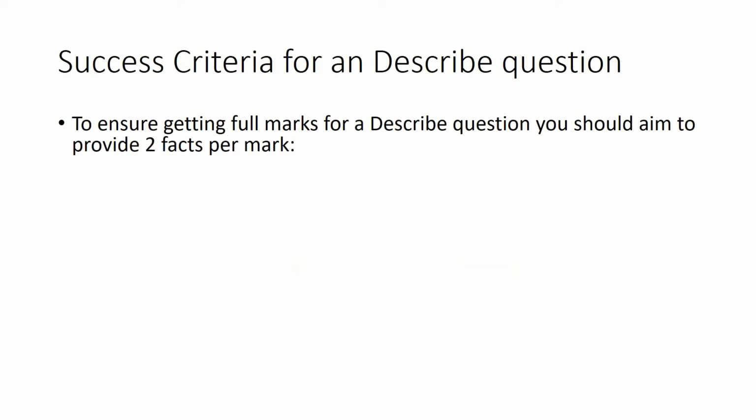To ensure getting full marks for a describe question, you really need to get 2 facts per mark. That's an absolute minimum. If you want to do more facts, it would certainly help guarantee the marks. But as a minimum, you're looking at 2 facts.